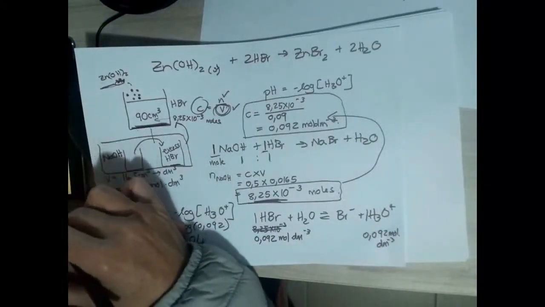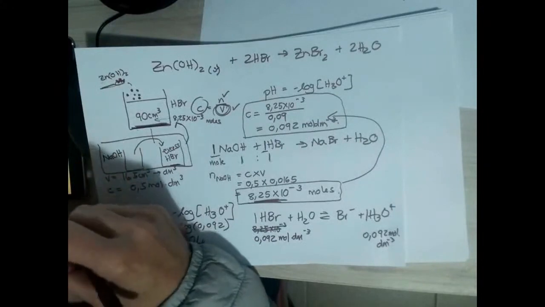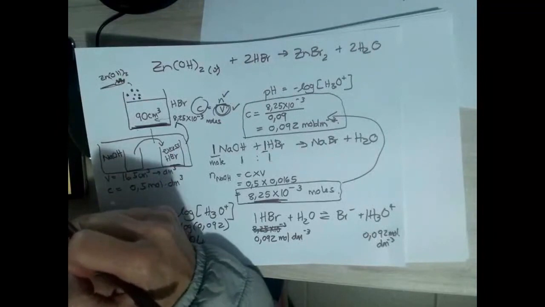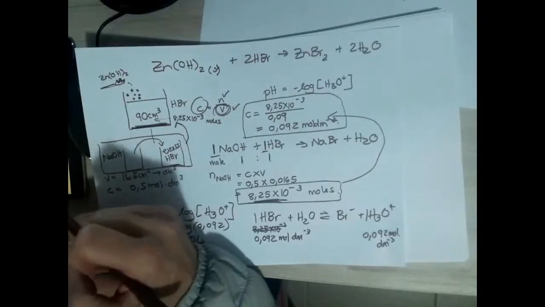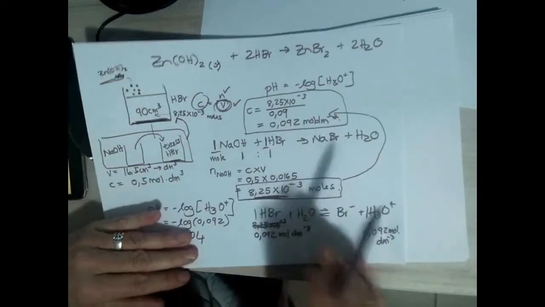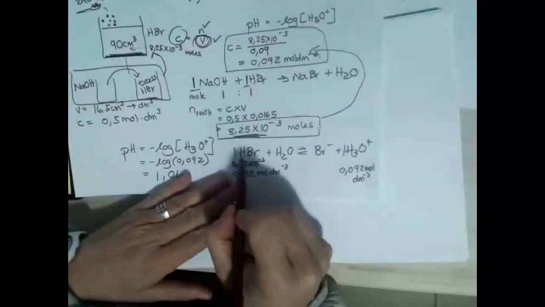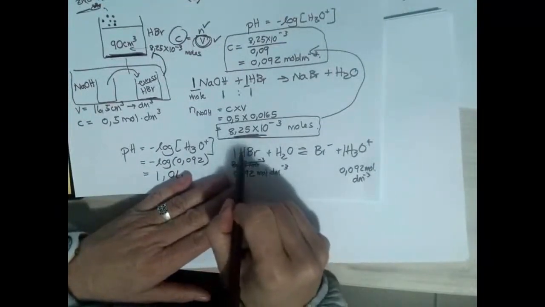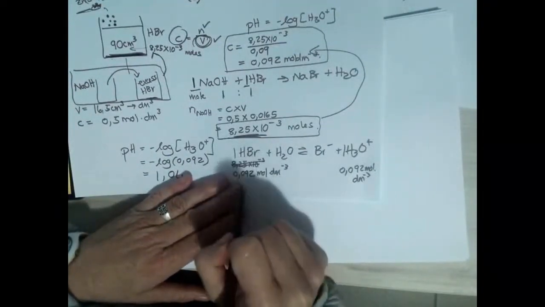But remember, you have to change the 90 cubic centimeters to decimeters. So that's where I got the 0.09 from. And when I divide the one by the other, I get 0.092. Okay, that was the concentration of my HBr. And then you've got to remember that when you break up your HBr, when it donates a proton, it's 1 proton for every 1 HBr.